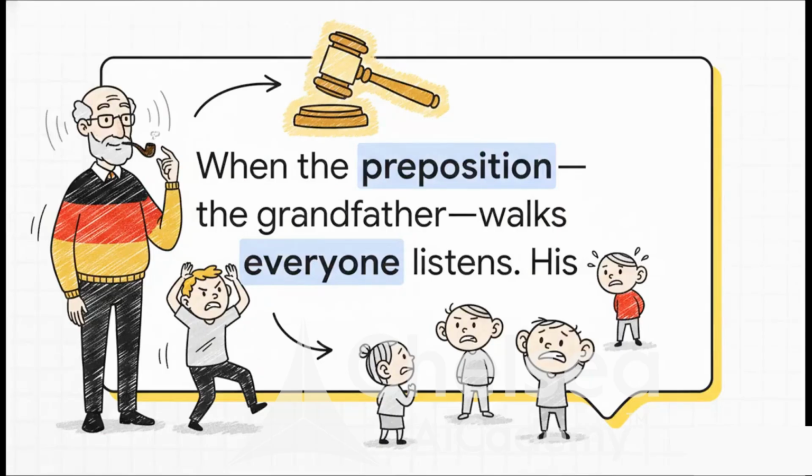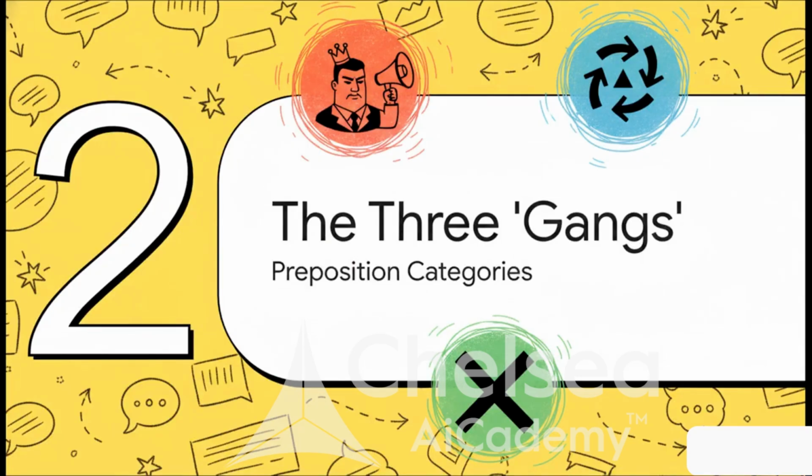Here's a great way to think about it. The verb is like a parent, right? It makes most of the daily decisions. But when the preposition, think of it as the grandfather, walks into the room, everyone listens to the grandfather. His rule is final. The verb just has to step aside. So we know the preposition is the ultimate boss. Now let's meet the 3 types of bosses you're going to run into.